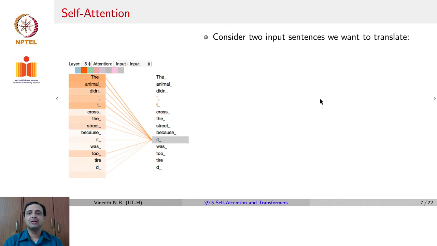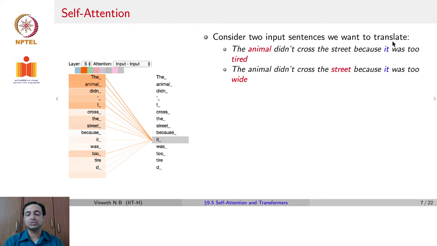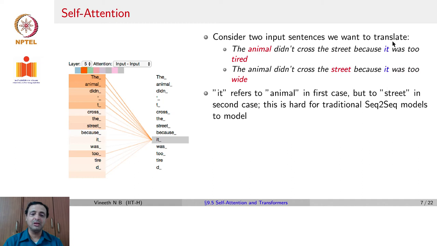Let's start with self-attention, which is one of the unique features that this work introduced. So let's consider two input sentences that we'd like to translate. One sentence reads, "The animal didn't cross the street because it was too tired." And the second sentence is, "The animal didn't cross the street because it was too wide." For a human, it's evident that the first "it" corresponded to the animal and the second "it" corresponded to the street. But for an RNN-based model, this is difficult to catch, and that's the reason self-attention brings value.